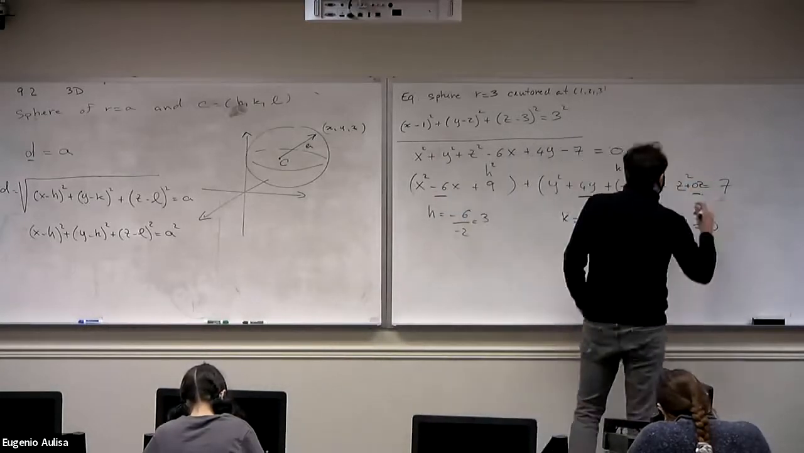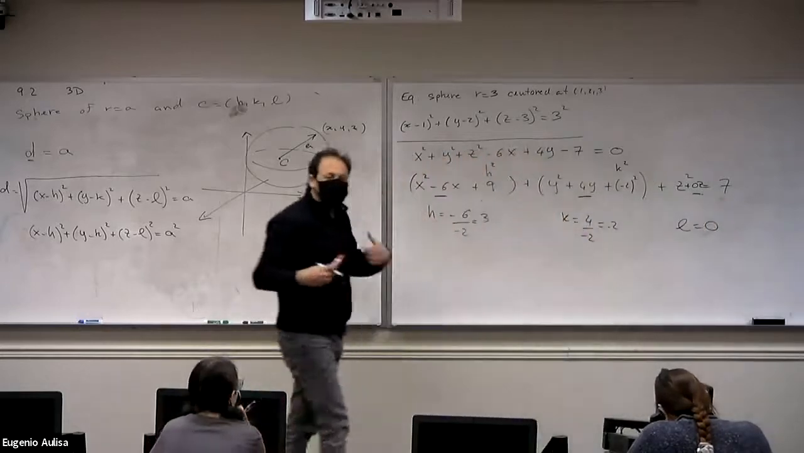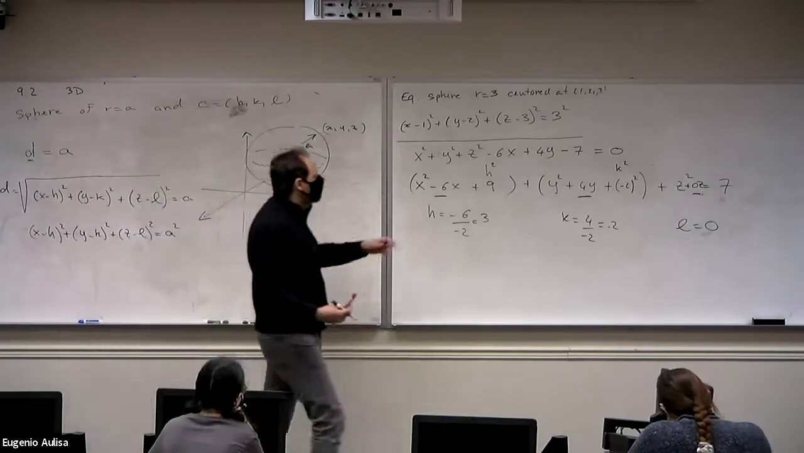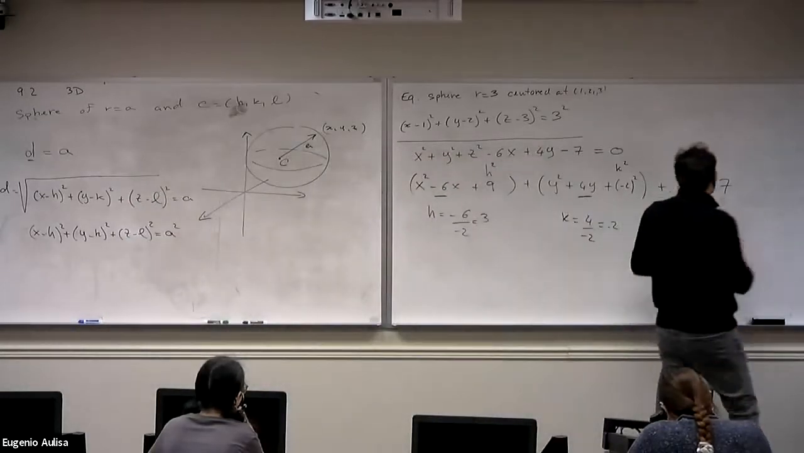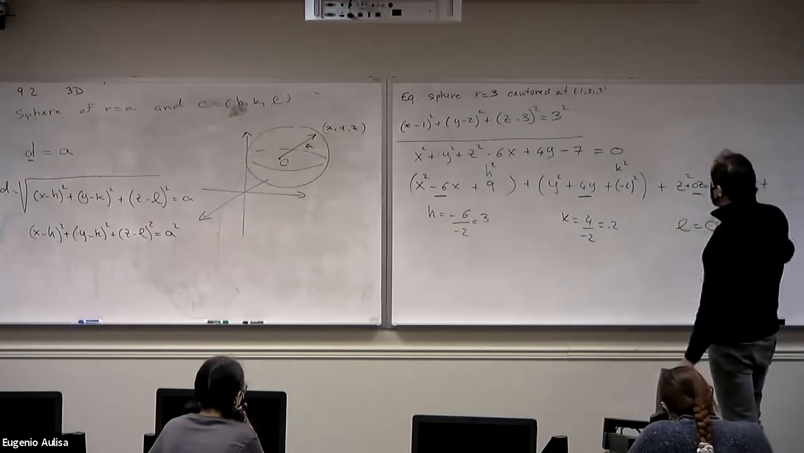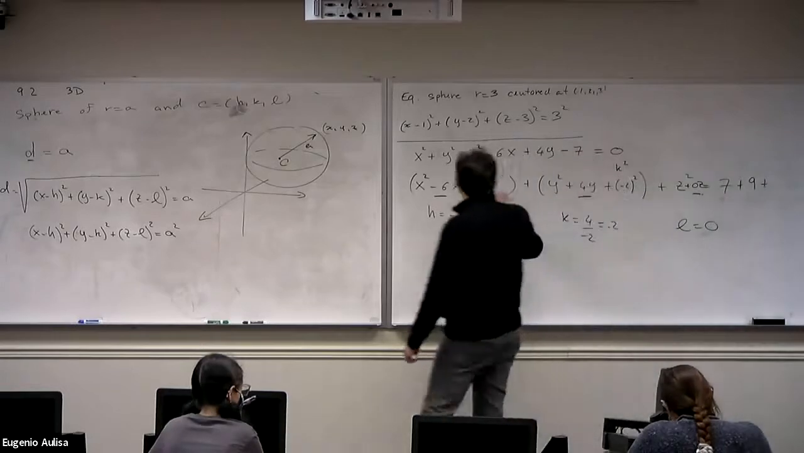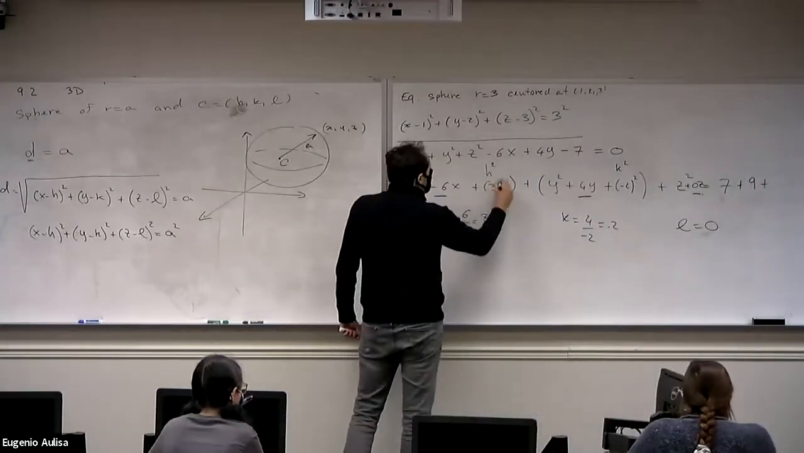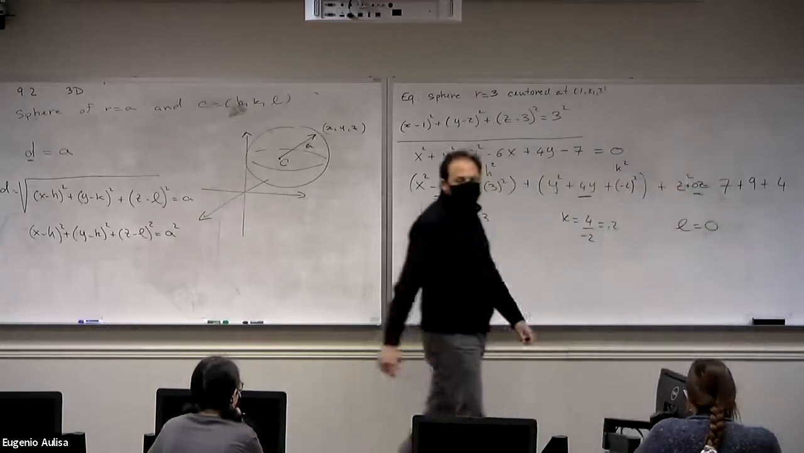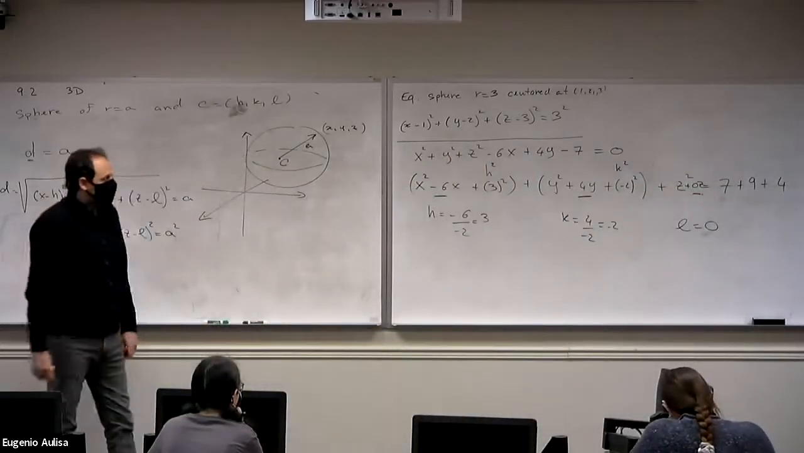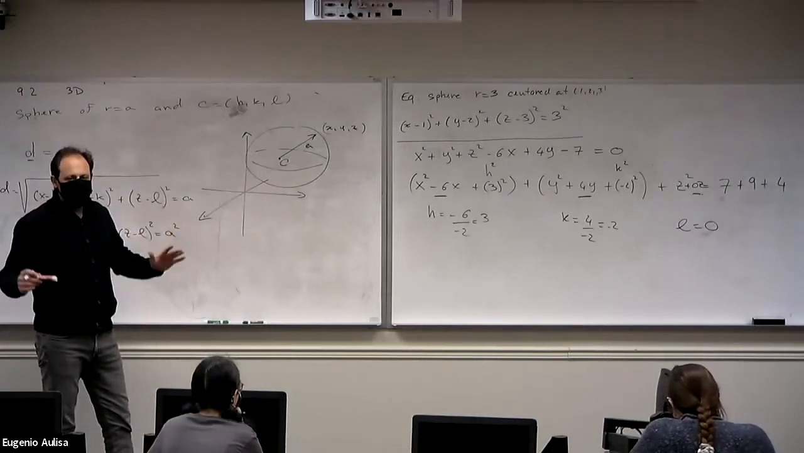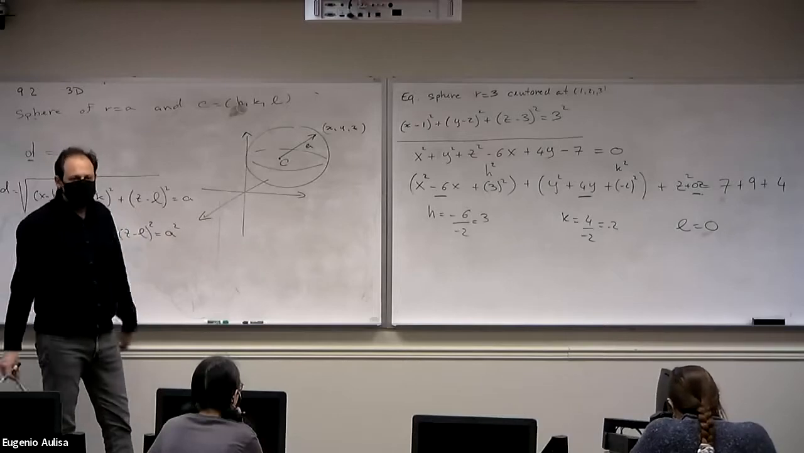And now we need to be careful that we are manipulating an equation. We don't have to change the equation, right? So what we added on the left-hand side, we are going to add on the right-hand side. So 9 plus 4. Again, it's a manipulation of the same equation. The equation did not change. It satisfies exactly the same points as before.